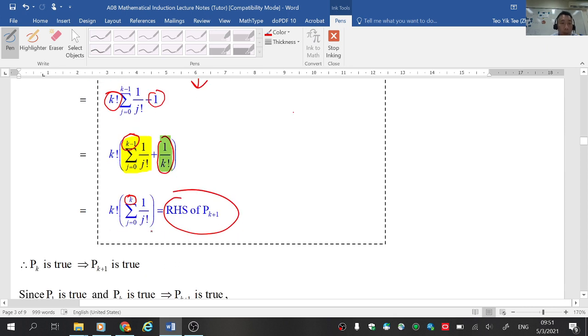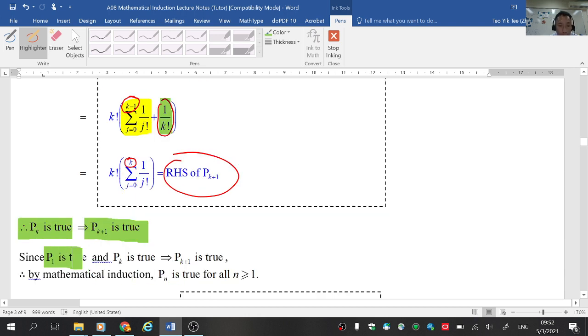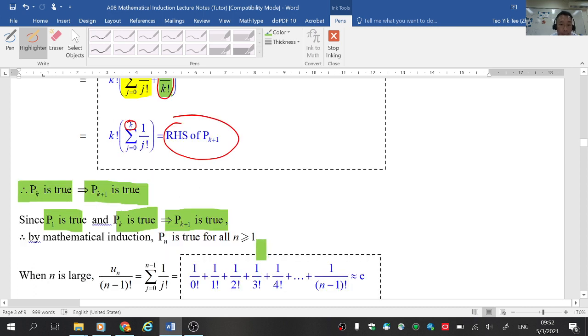Then of course after that, do not forget your conclusion. What you have proven is, if Pk is true, then you have implied that Pk plus 1 is also true. So since P1 is true, and Pk true implies Pk plus 1 is true, then by mathematical induction, Pn is going to be true for all values of n greater than or equal to 1.